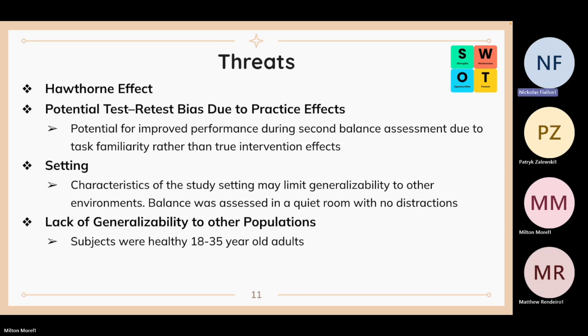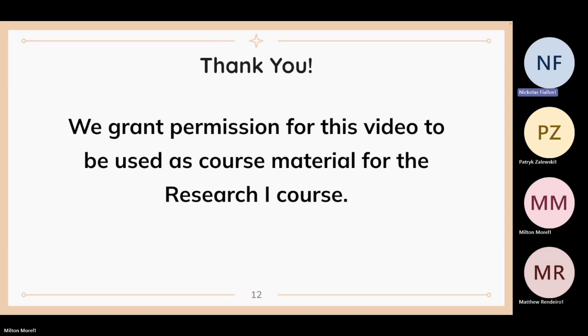So some threats in our research include the Hawthorne effect, and potential test-retest bias due to practice effects, which is potential for improved performance during the second balance assessment due to task familiarity rather than true intervention effects. The setting, so characteristics of the study setting may limit generalizability to other environments. Balance was assessed in a quiet room with no distractions. And there's the lack of generalizability to other populations. Because the subjects were only healthy adults from 18 to 35 years old, it is difficult to say that this will work for other populations.